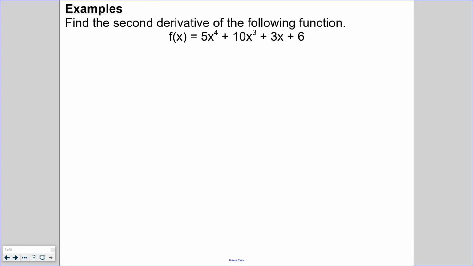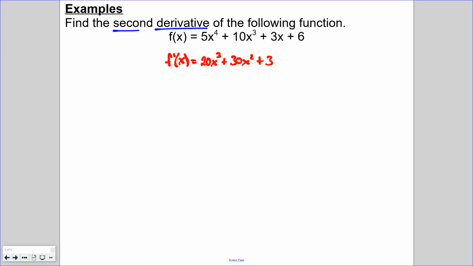So here we go. Find the second derivative of the following function, and the function we have is f of x is equal to 5x to the fourth plus 10x cubed plus 3x plus 6. So, we're being asked to find the second derivative. Well, in order to find the second derivative, we need to first find the first derivative. So, f prime of x will come in, and we have a polynomial, which means it's just going to be all power rules here. So 5x to the fourth will be 20x cubed plus 10x cubed is going to be 30x squared, and then plus 3, because the derivative of 3x is 3, and the derivative of 6 is 0.